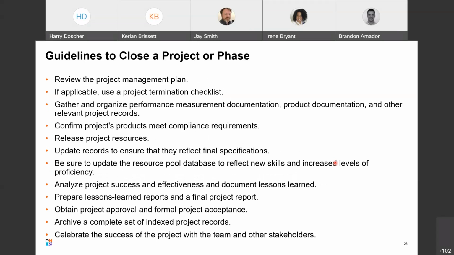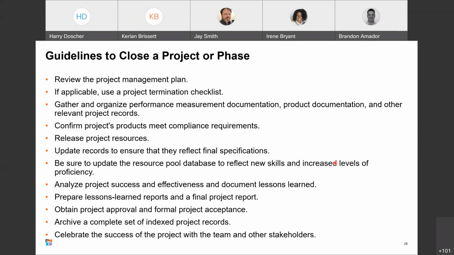Okay. And then guidelines to close the project or phase. Review the project management plan. The project management plan lives with you throughout the entire life of the project and needs to be updated continuously. Okay, you need to review that. Make sure that you identify where the project went well, where the project had some problems, some issues.